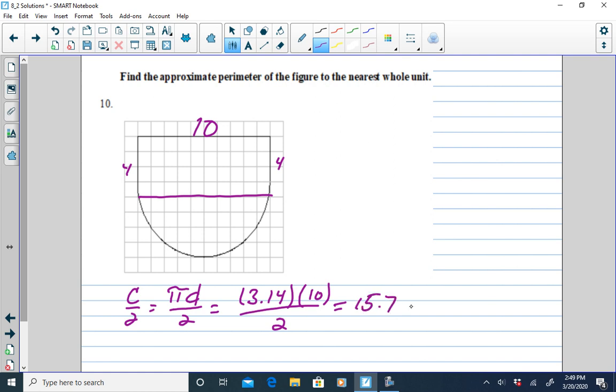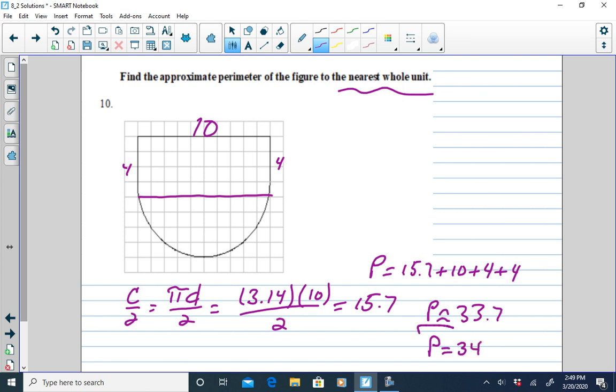But to find the perimeter, we have to then add to that. The perimeter is going to be equal to that. Let's erase that. The perimeter is going to be the 15.7 plus the 10 plus the 4 plus the 4. So we get about, perimeter is approximately 33.7. We're asked to go to the nearest whole unit. So to the nearest whole unit, we should have a perimeter of 34.